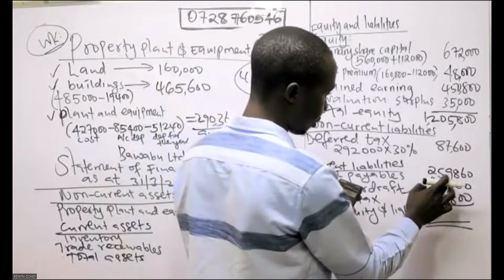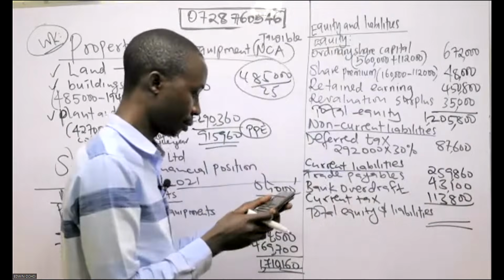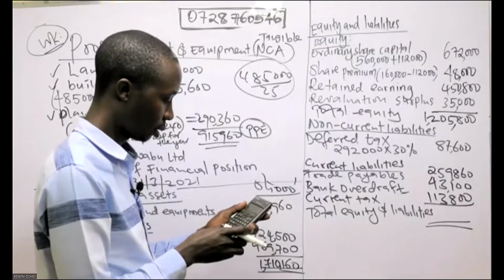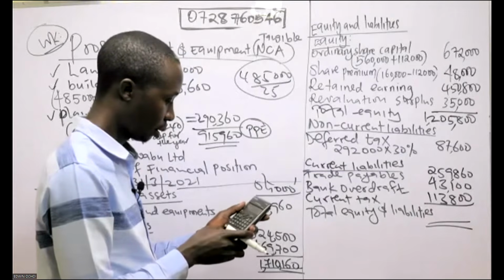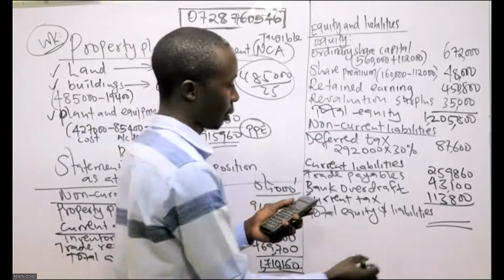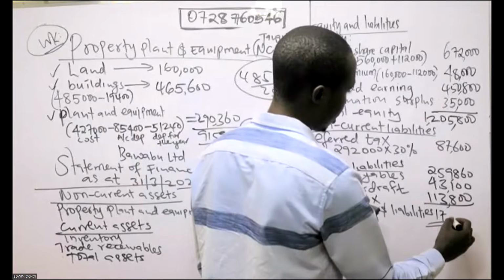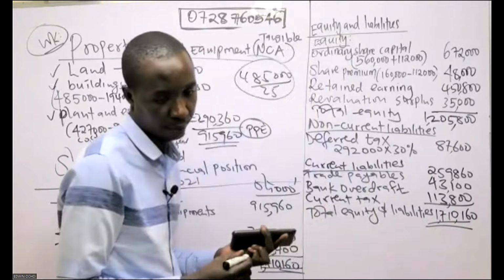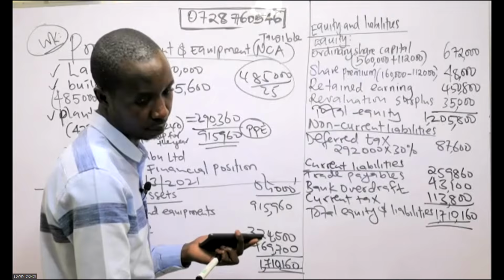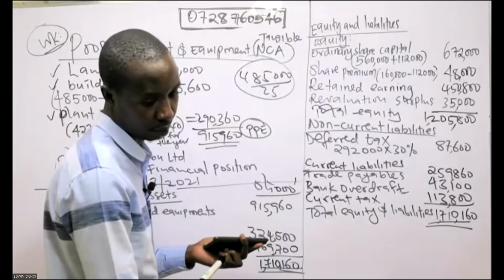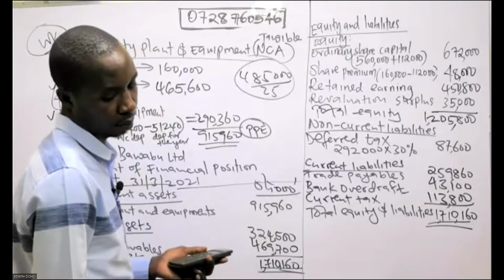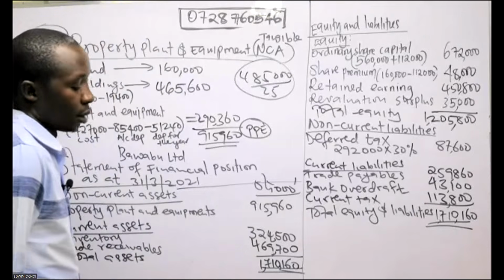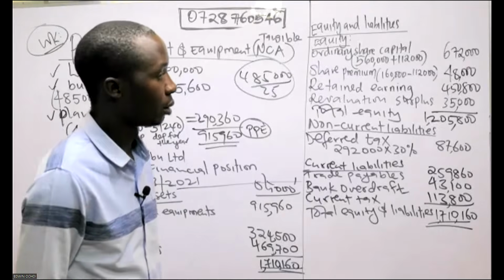We continue adding with liabilities. This is 259,860, 43,100, the 113,800. It's okay, 1,710,160. That is how you were supposed to do this question.